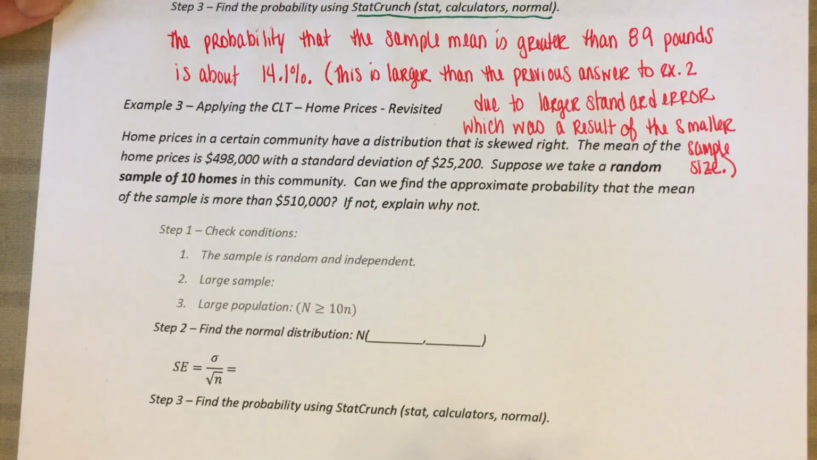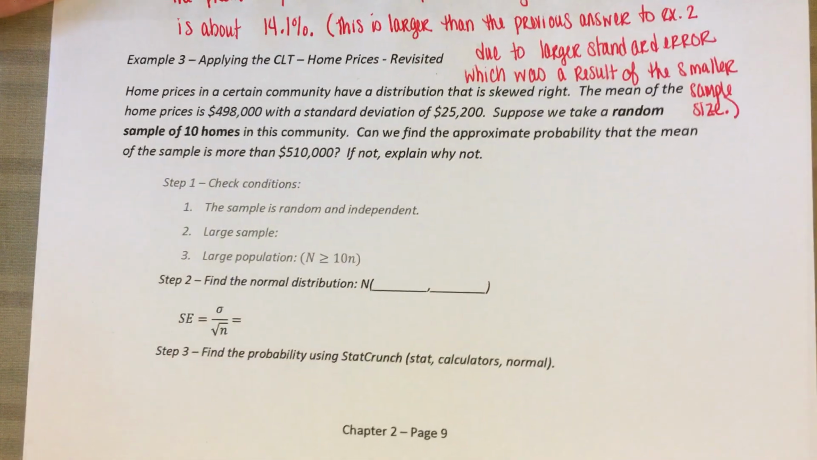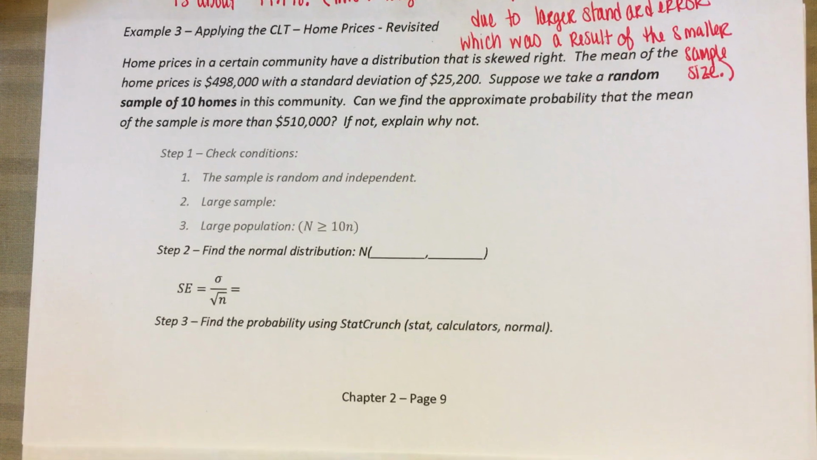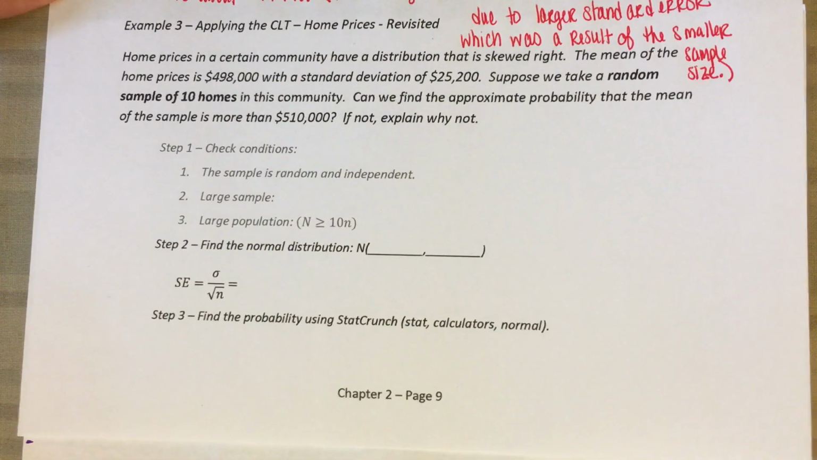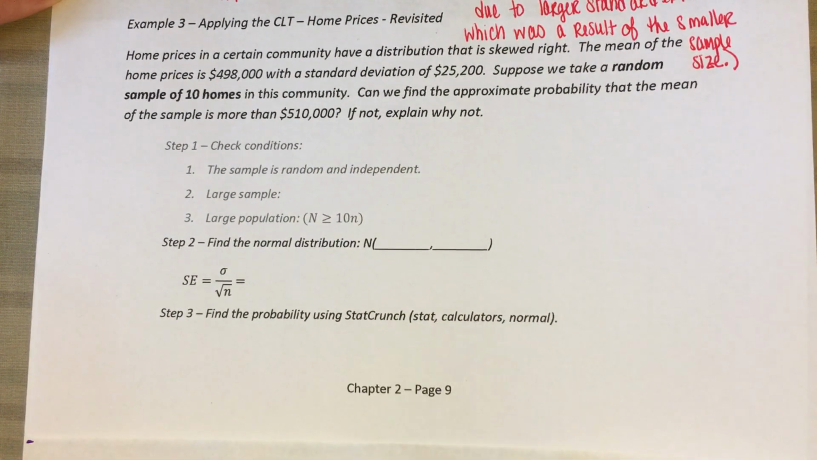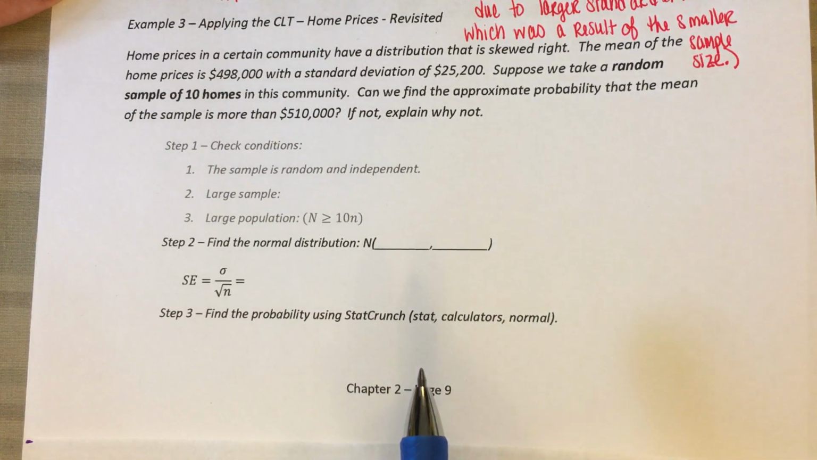All right, now we're going to do the same thing. We're going to revisit example 3. Home prices in a certain community have a distribution that is skewed right. The mean was 498,000, standard deviation of 25,200. Suppose we take a random sample of 10 homes in this community. Can we find the approximate probability that the mean of the sample is more than 510,000? If not, explain why. So slightly different question than we had in example 3.